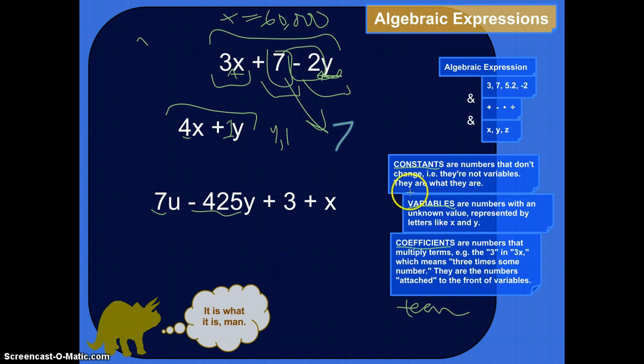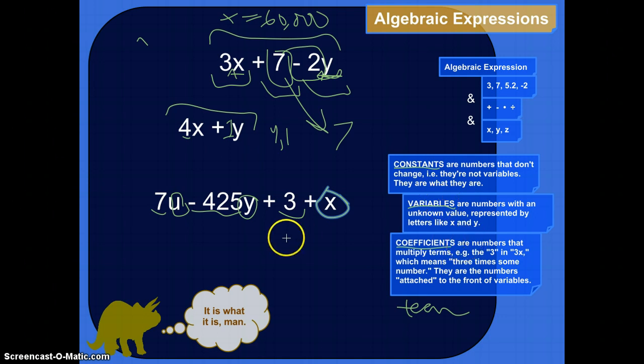So, let's review. Constants are numbers that don't change. So let's look at this guy. So here, the only constant we have is 3. Variables are numbers with an unknown value. They vary, they change depending on the situation. So we don't know what u stands for, so that's a variable. And y is a variable, we don't know what that stands for. And x is a variable, we don't know what that stands for.